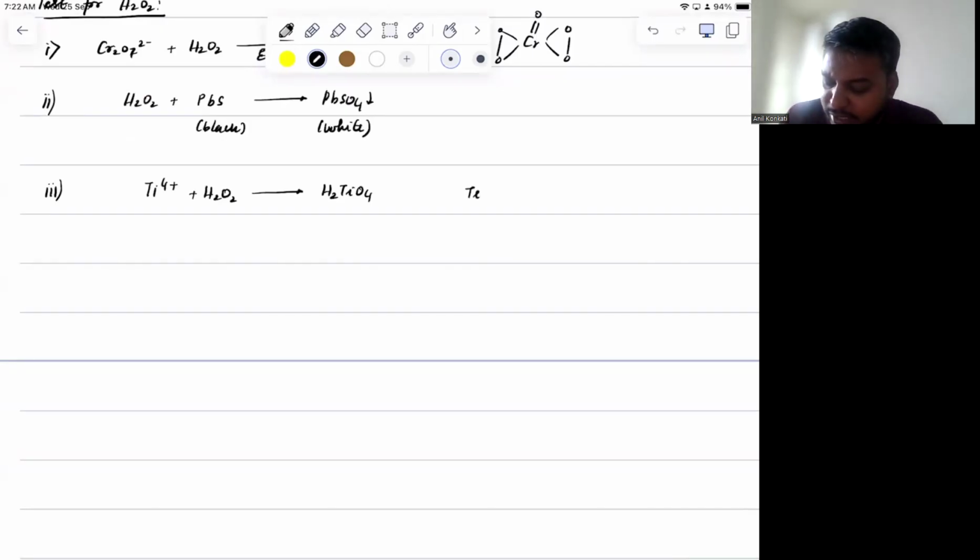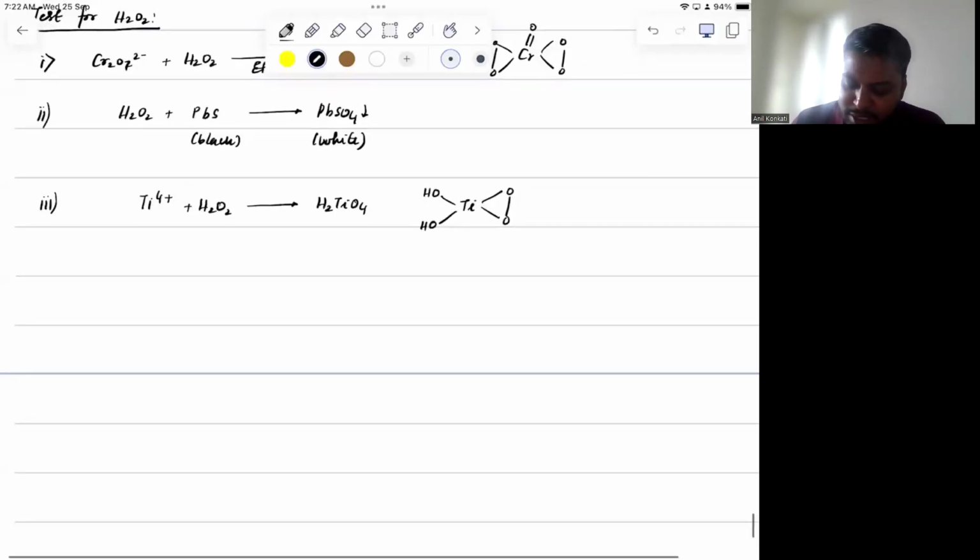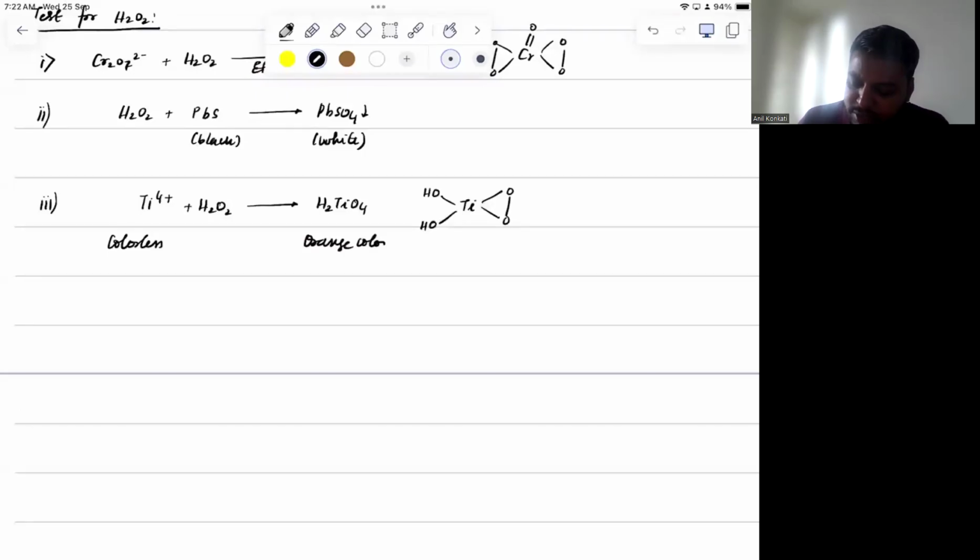Okay. It is just going to give it this way. So basically, titanic acid will be like this. So there is a peroxy linkage. So simply peroxide got connected to it. That's it. Okay. But the oxidation state has not changed. Clear? So what would happen is Ti plus 4, which is colorless, will become an orange color. Orange color that gives a confirmation. Okay.